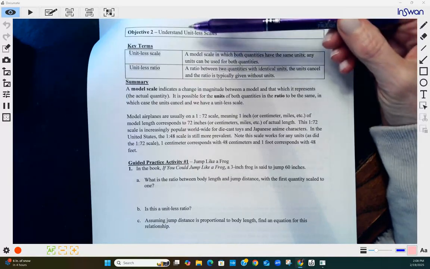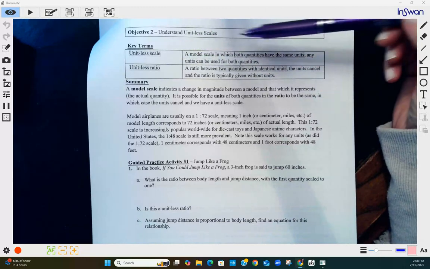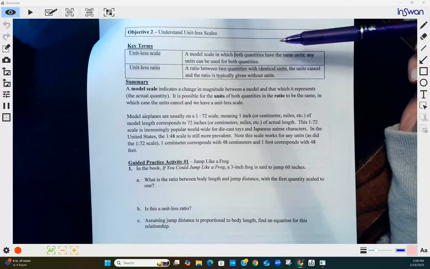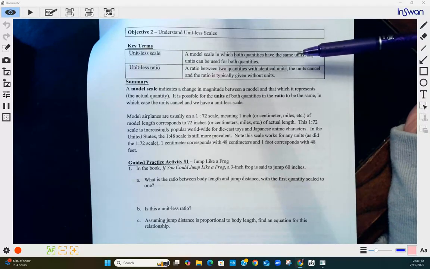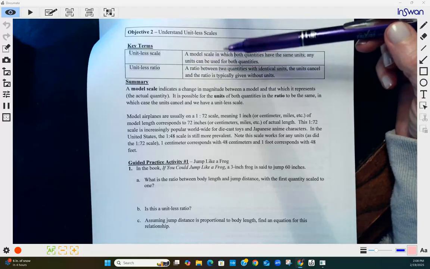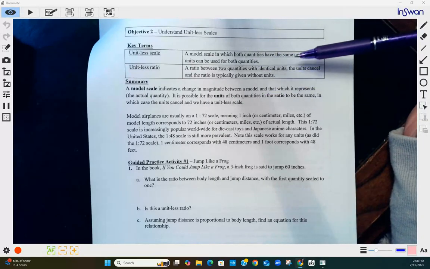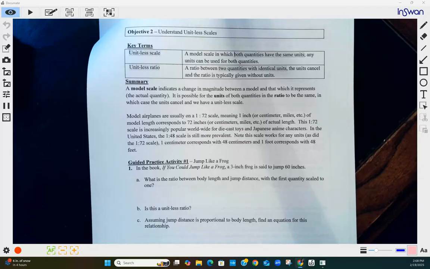So it ends up, we talked about model scales for the part that we did finish. Unitless scale just means that both quantities have the same unit, so you don't really have to state a unit because it's obvious. A unitless ratio are two quantities with identical units. So again, because it has the same units, then it doesn't need to be stated. All right, we talked about how a model is something that there's a proportion or ratio that represents the difference between the model size and the actual size.